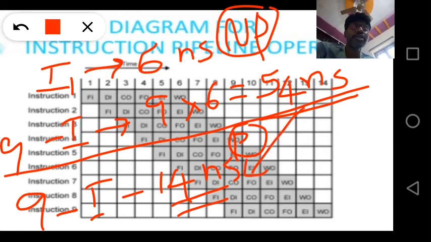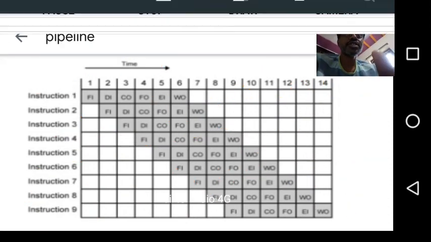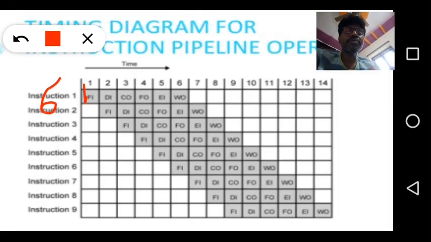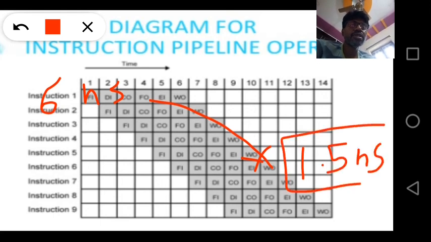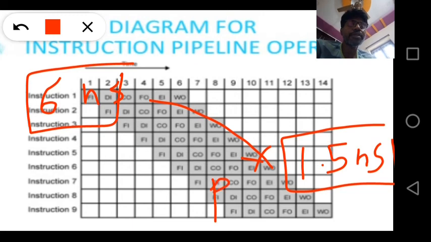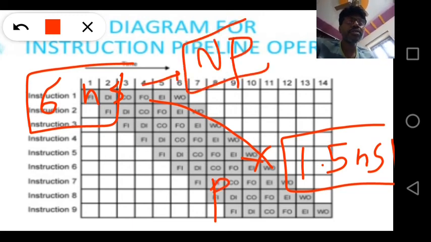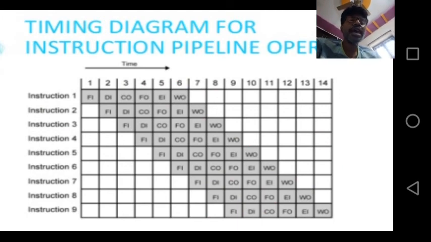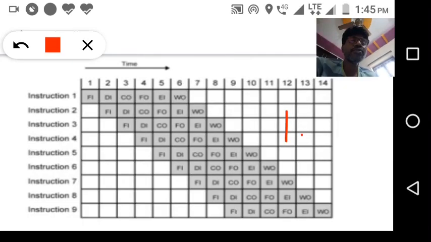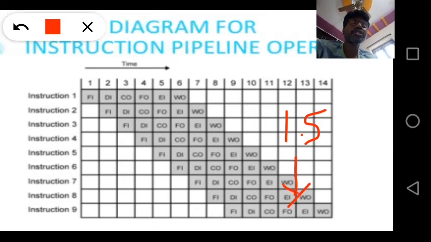See how much time got reduced, and the average of execution is not even 2 nanoseconds, it is 1.5 nanoseconds. So the instruction execution dropped from 6 nanoseconds to 1.5 nanoseconds in case of pipeline. If you use non-pipeline, this is the case. If you use pipeline, this is the case. See how much difference exists.